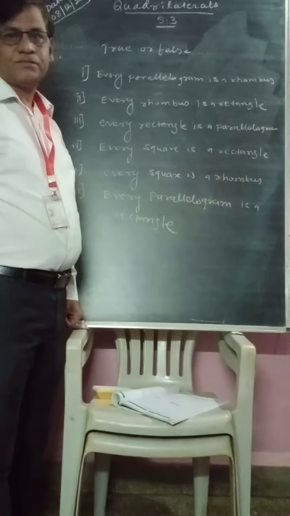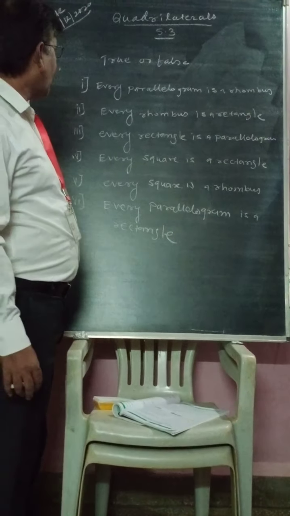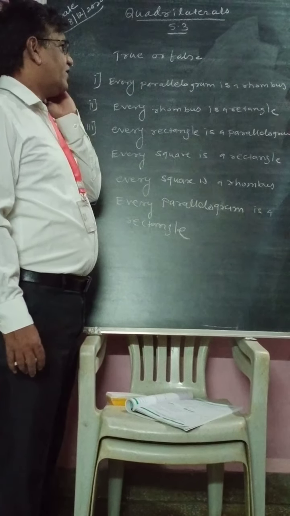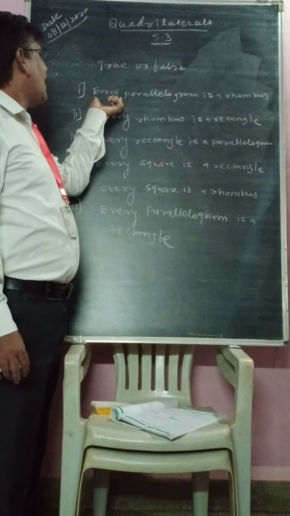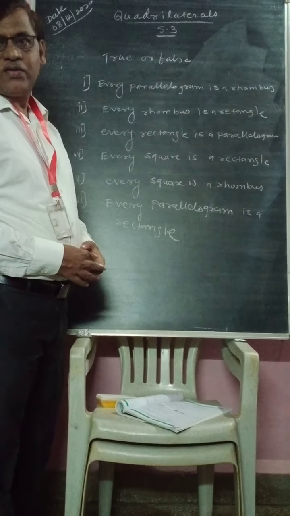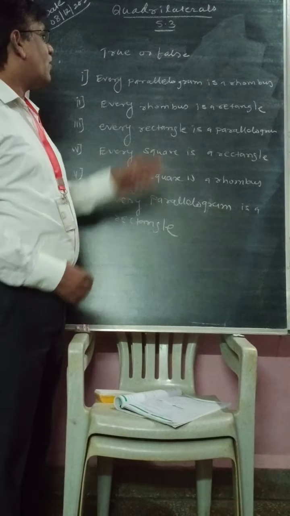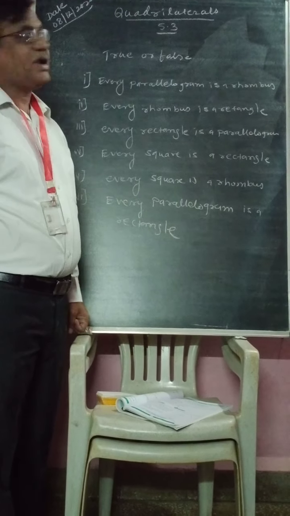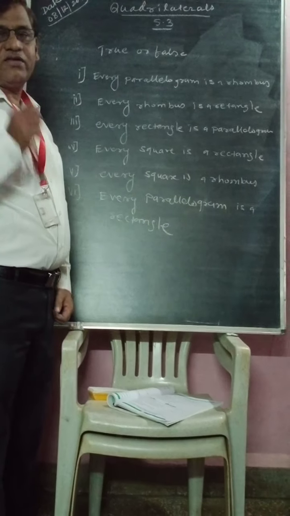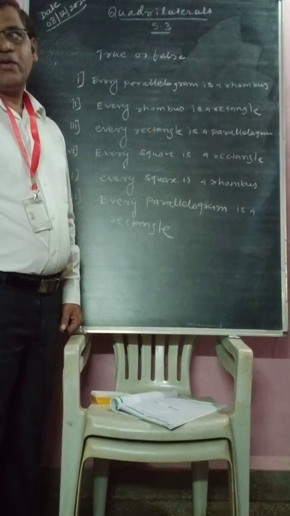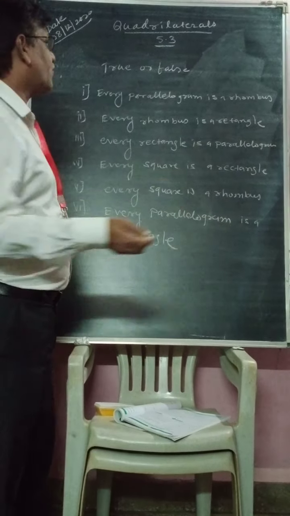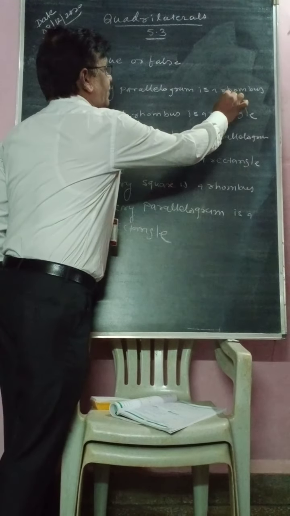Now come to the, see now here we have to say true or false. Now see, every parallelogram is a rhombus. Is it correct? No. Okay, in a rhombus all the sides are equal, but in a parallelogram it is not that every side is equal. So opposite sides are equal only. Okay, so it is false.